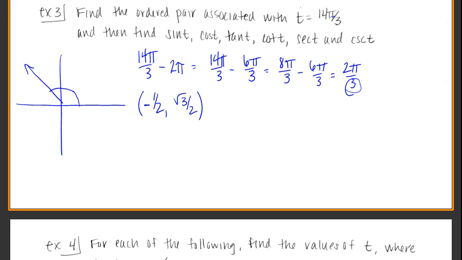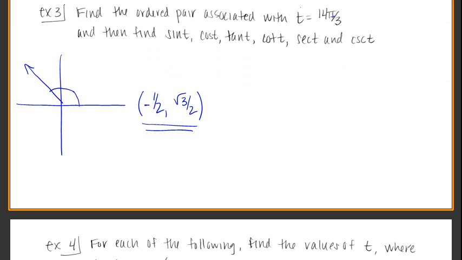Quadrant 2, x values are negative. So here's the coordinate associated with 14 pi over 3, or you can say is associated with 2 pi over 3 because those are both the same angle. And then all I have to do is find the rest of it. Okay. So cosine is the x value there. And if you want me to go ahead and do it, the reciprocal of cosine is secant, or secant is the reciprocal of your x value, so it's -2.